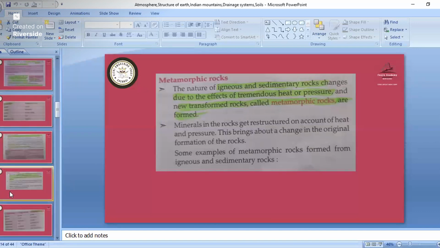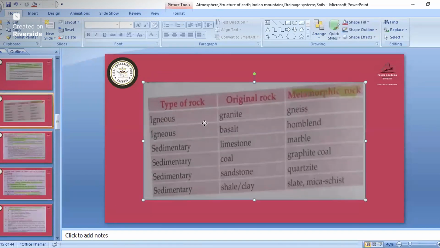Next we will see the examples of each type of rock. First, granite is an igneous rock. When it is changed to metamorphic rock, it is known as gneiss. So all these are metamorphic rocks. Basalt, an igneous rock, is changed to hornblende. Then sedimentary limestone becomes marble, coal becomes graphite or diamond also, sandstone becomes quartzite, and shale and clay become slate or schist.